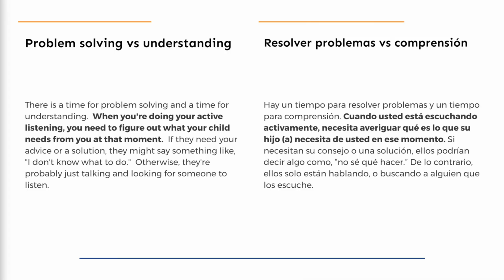The first concept to go into is problem solving versus understanding. There is a time for problem solving and a time for understanding. When you're doing your active listening, you need to figure out what your child needs from you at that moment. If they need your advice or a solution, they might say something like, I don't know what to do. Otherwise, they're probably just talking and looking for someone to listen.